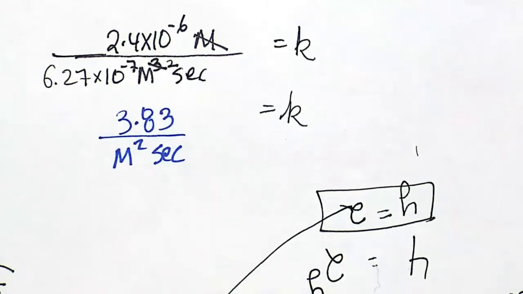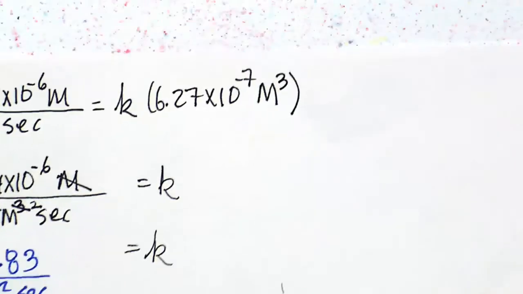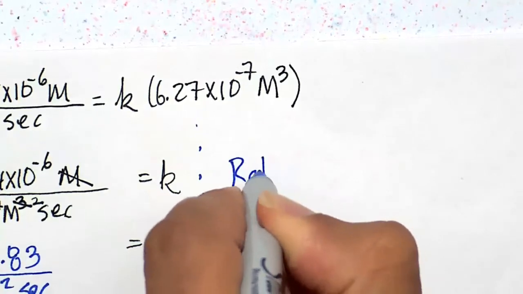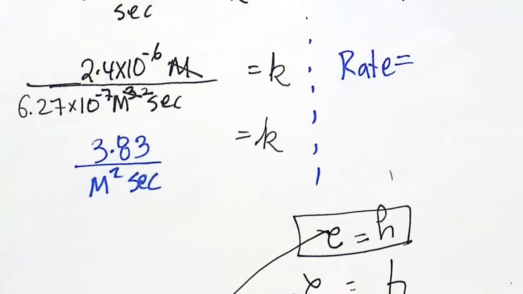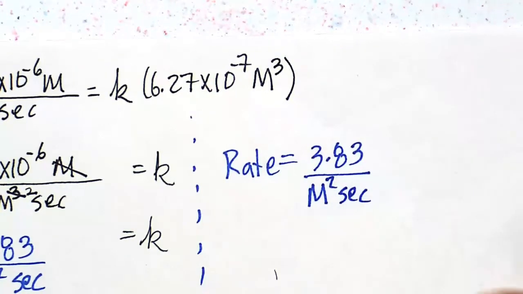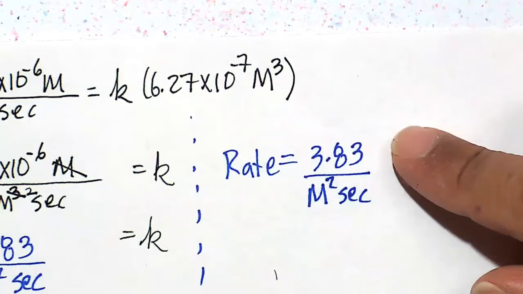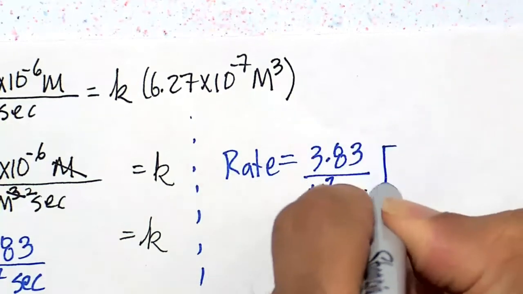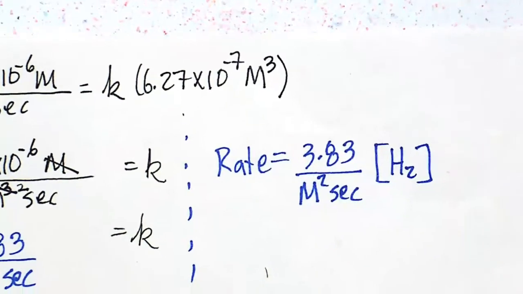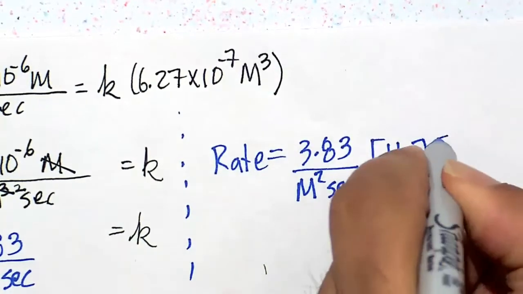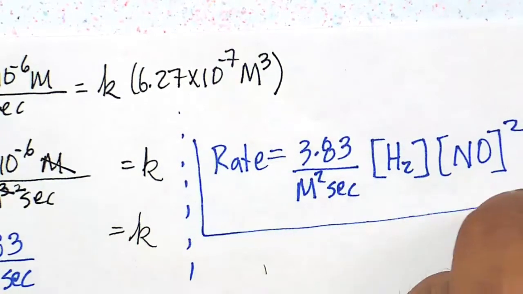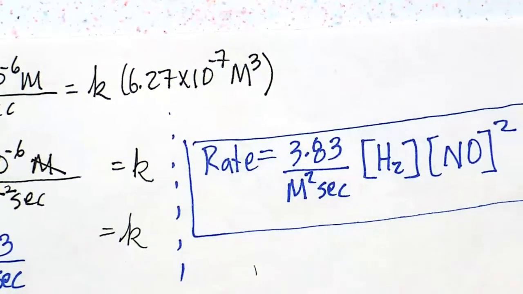Finally, we can write our right answer, and this is the answer that you will need to write on any type of exam or so. Our final answer is going to be rate is equal to k, which we already solved for, 3.83 divided by M squared times second, or you can say M to the minus 2 seconds to the minus 1, times the concentration of H2, which we have figured out to have first order kinetics, times the concentration of NO, which we have figured out to have second order kinetics. So this is your final answer.